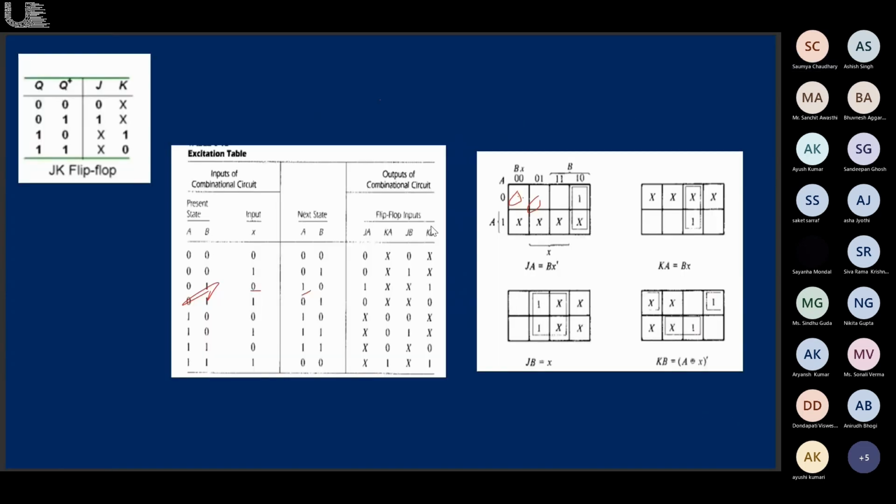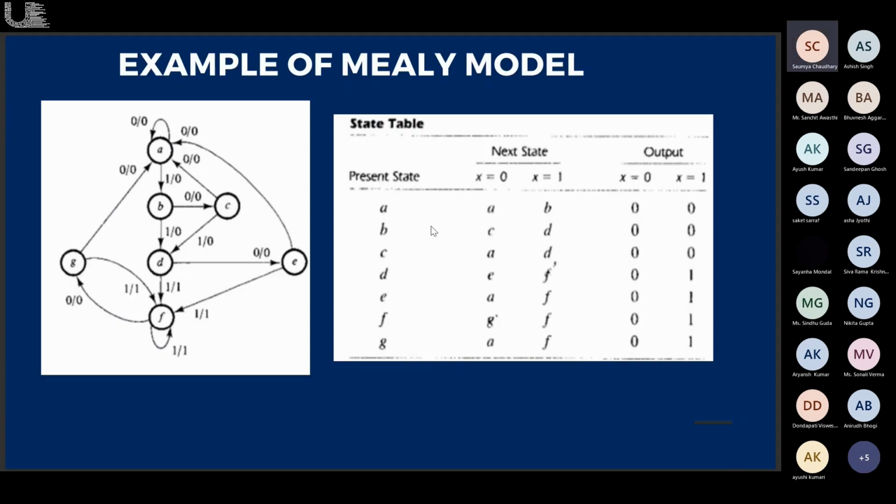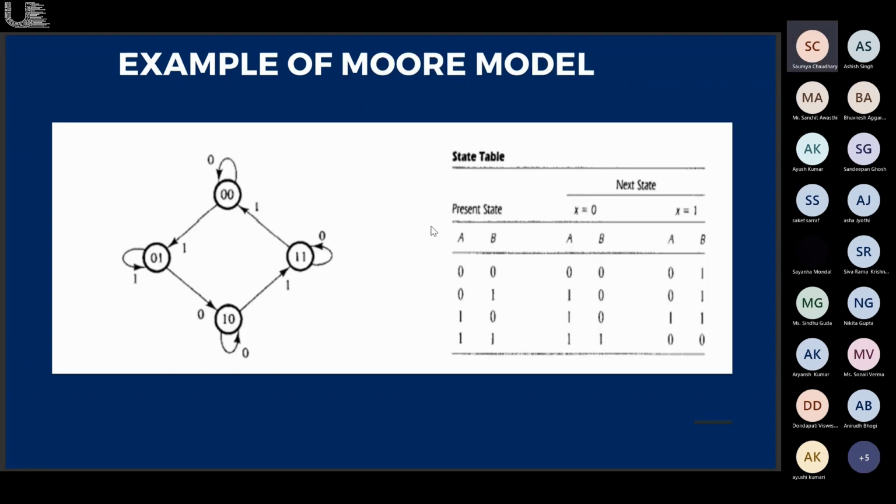So the main difference between the Mealy model and the Moore model is that in the Moore model the output does not depend on the input we provide to the circuit, and in the Mealy model the output depends on the present state of the circuit as well as the input of the circuit.